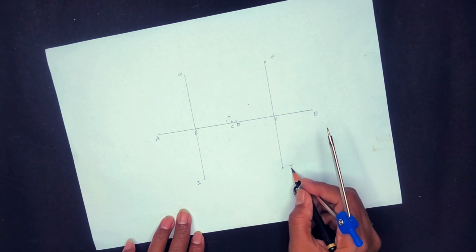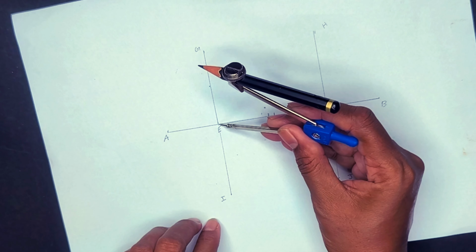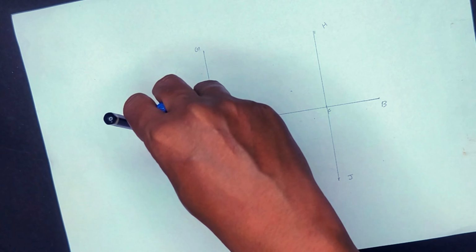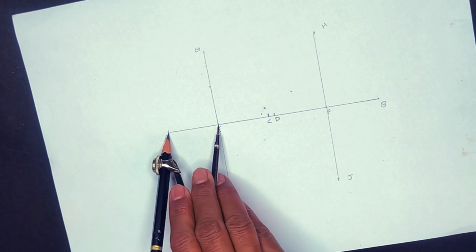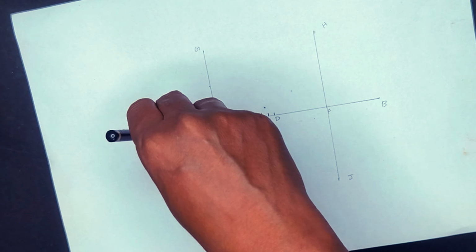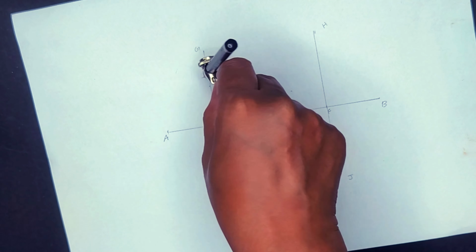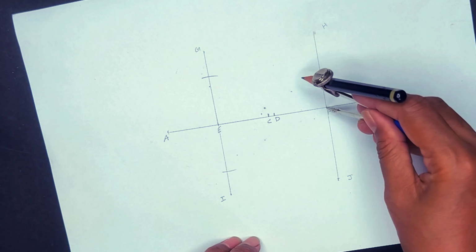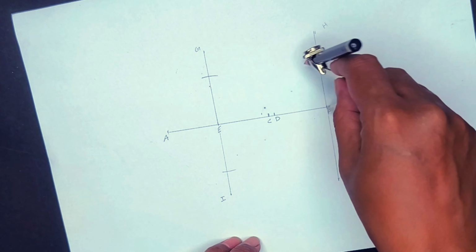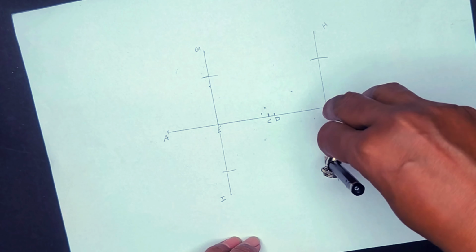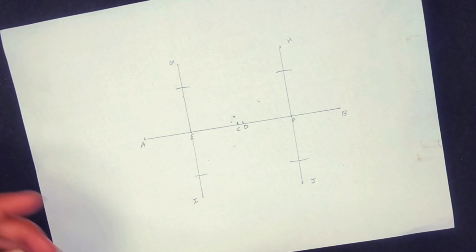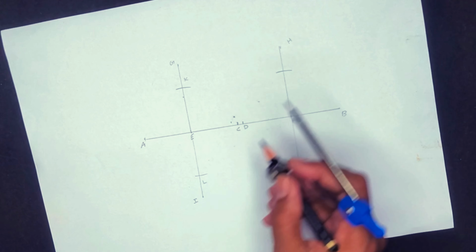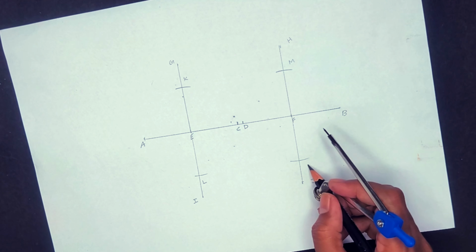Now measure EA, that is 3.5 cm, on the compass and mark an arc on the line above and below point E. Same way, mark an arc on the line above and below point F. Label as K, L, M and N.